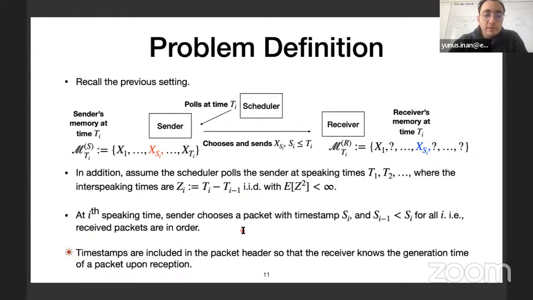Here's an important remark, which we'll touch upon later: the timestamps are included in the packet header, and that's why the receiver is able to put the received packet in its corresponding place. So we also assume that the packets contain large content. The payload is large compared to the timestamp, so that the representation of the timestamp is very small compared to the payload.